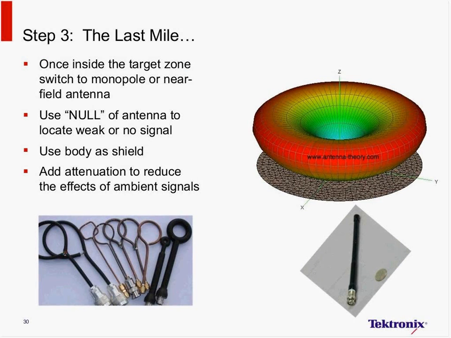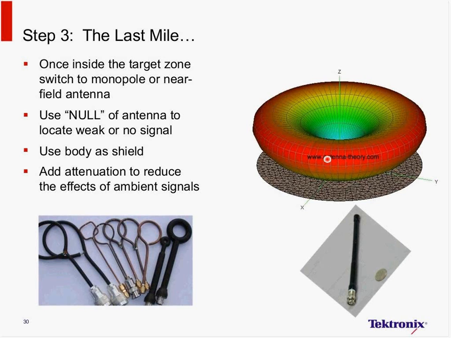Once we get into a situation where we're very close to the target emitter, our directional antenna may not be useful for us simply because we're too close to the emitter and the directivity in the antenna gets compromised. At that point, we want to switch over to some sort of monopole or near-field antenna. Note here the pattern of a near-field antenna.